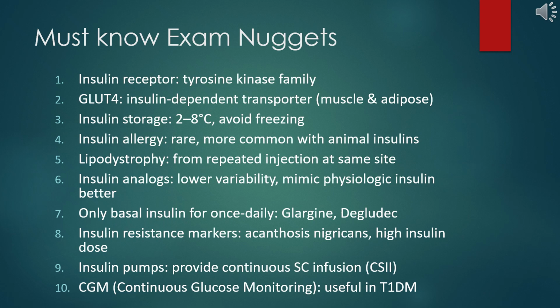Insulin analogues offer more stable glucose control. Glargine and Degludec are the only insulins suitable for once daily basal coverage. High insulin doses and skin changes like acanthosis nigricans may suggest insulin resistance. Insulin pumps and continuous glucose monitoring are very useful in type 1 diabetes.